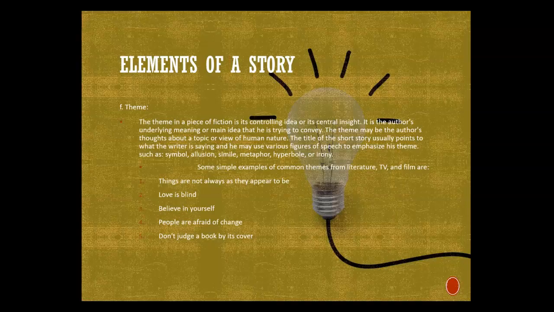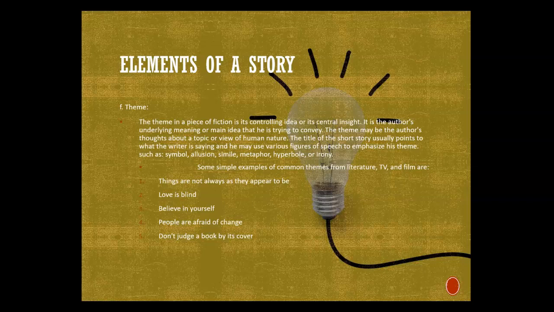And the last element of a story is theme. Theme in a piece of fiction is a controlling idea or central insight. It's the author's underlying meaning or main idea that he or she is trying to convey. It may be the author's thoughts about a topic or a view of human nature. The title of the story usually points to what the writer is saying, and he or she may use figures of speech to emphasize his or her theme, such as symbol, allusion, simile, metaphor, hyperbole, and irony. If you don't know what those are, we'll talk about them through the course.